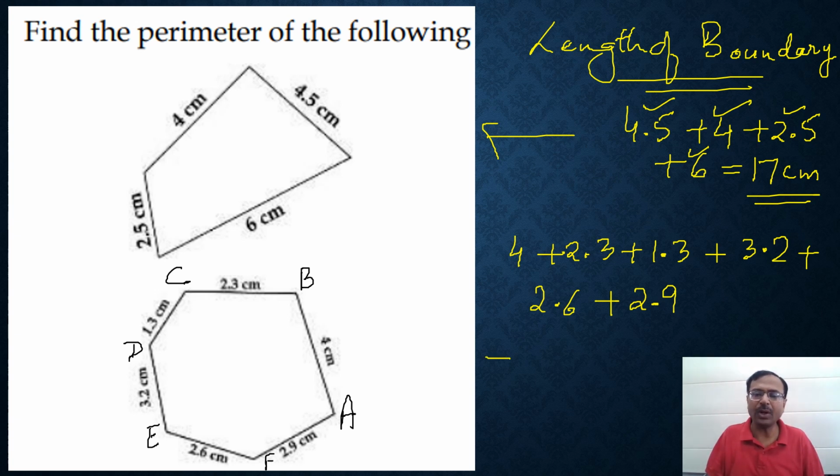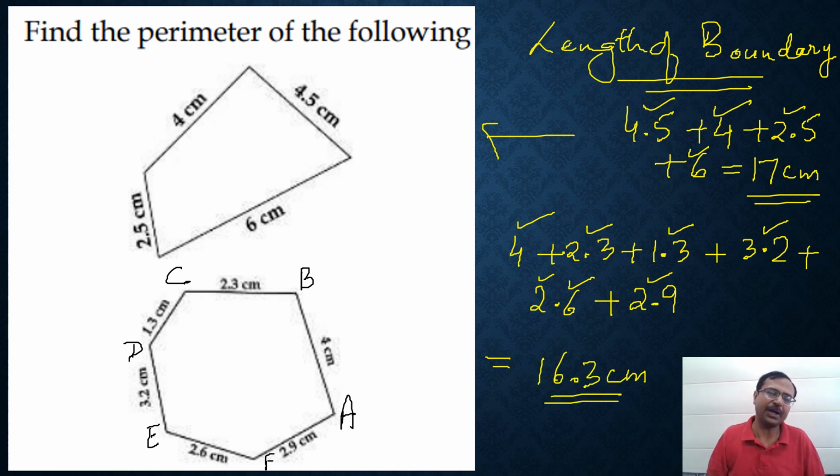If you add all these, you will know how much distance you will cover in moving once around this hexagon. So 4, then 6.3, 7.6, 10.8, 13.4, 16.3. So 16.3 centimeter, I think, is the perimeter of this particular hexagon. So that is the basic knowledge of what perimeter means, right?